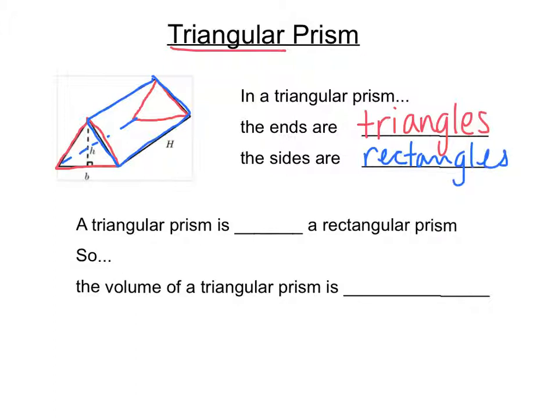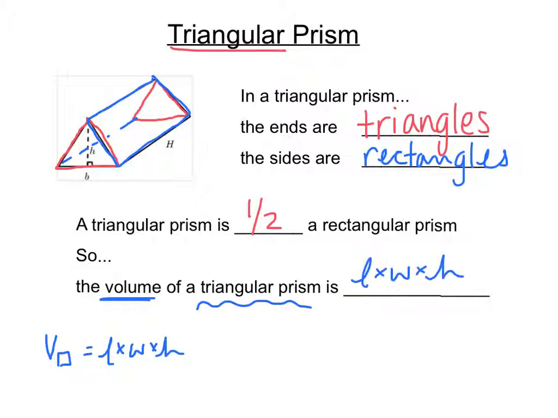And something that we can relate is that a triangular prism is 1/2 of a rectangular prism. Because remember, a triangle is a half of a rectangle, so a triangular prism is half of the rectangular prism. And so when finding the volume of a triangular prism, we know the volume for a rectangular prism is length times width times height. And so for a triangular one, it must just be half. Length times width times our height divided by 2 is our volume.